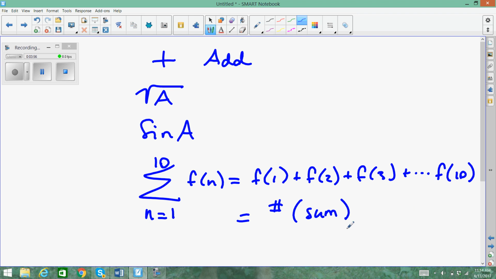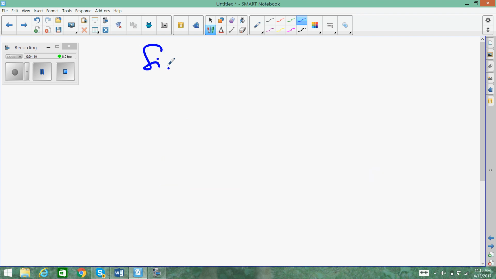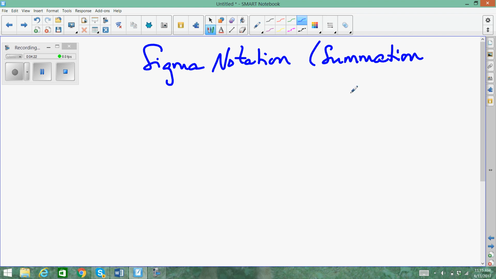So that's what this big E, this weird-looking E, tells us. Okay? So we can call this sigma notation or summation notation. We can call it one of two things. Sigma notation, that's the Greek symbol for summation, which is the operation. Okay? So let's talk about how this works.